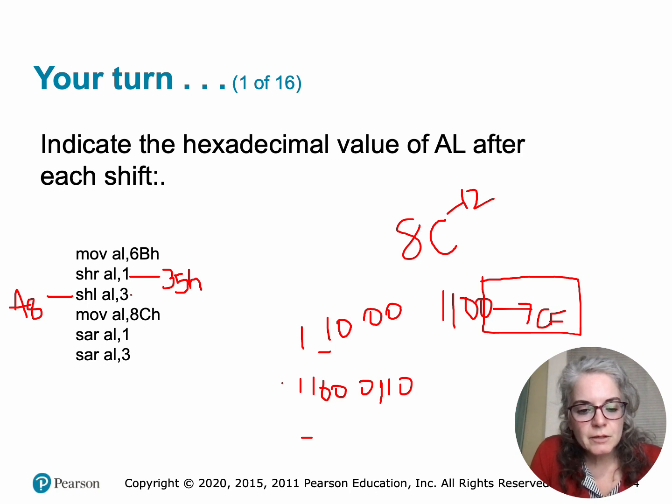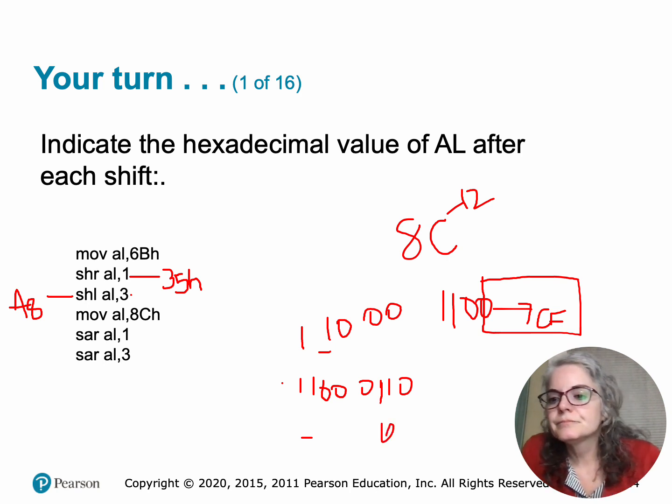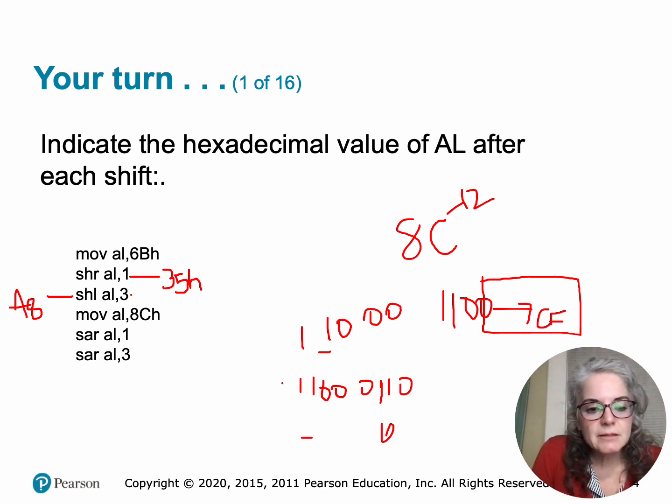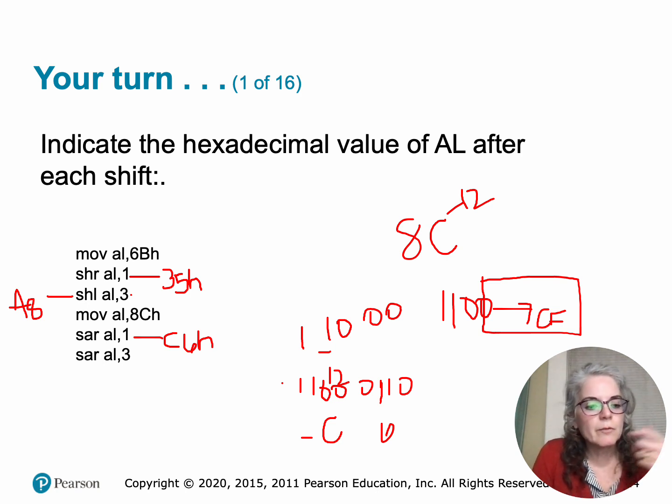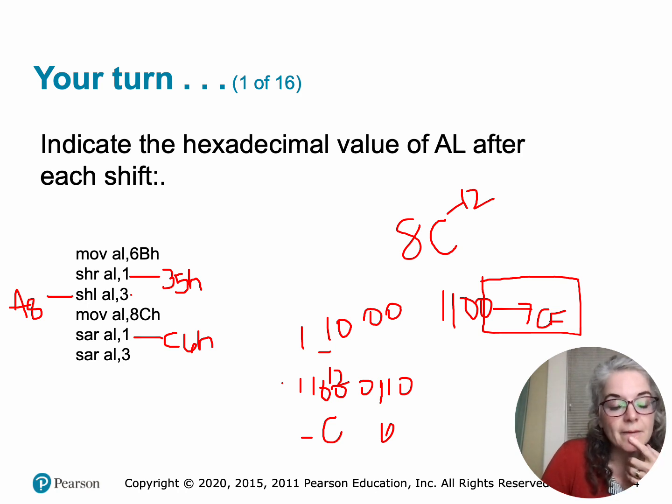So this number here is 2 plus 4 is 6, and then this here is 8. This is 12, right? And we said that 12 is a C. So this is C6 hexadecimal. Then we take this C6 hexadecimal and we're going to shift right again, but this time by 3.